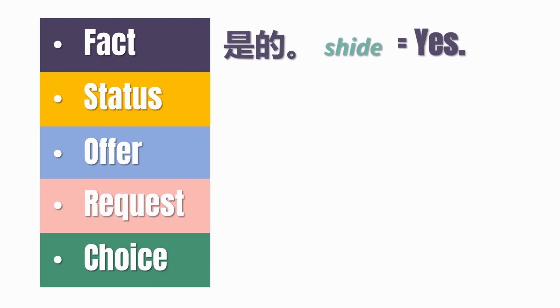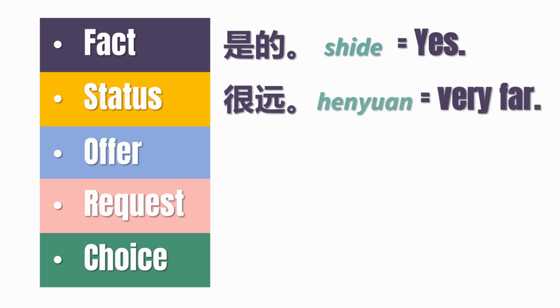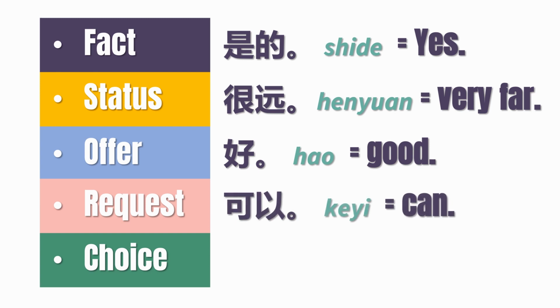Is the earth round? 地球是圆的吗? 是的，地球是圆的。Is the school far away? 学校远吗? 很远。Would you like some tea? 你想喝茶吗? 好。Can I watch TV now? 我可以看电视吗? 可以。Are you cold or not? 你冷不冷? 冷。You can see the yeses are all different.